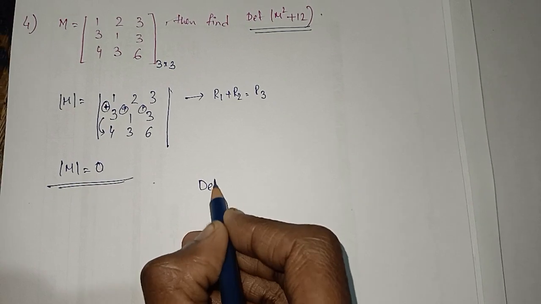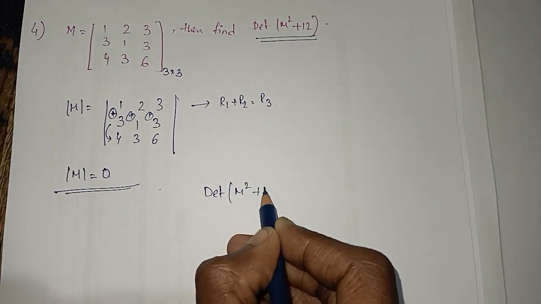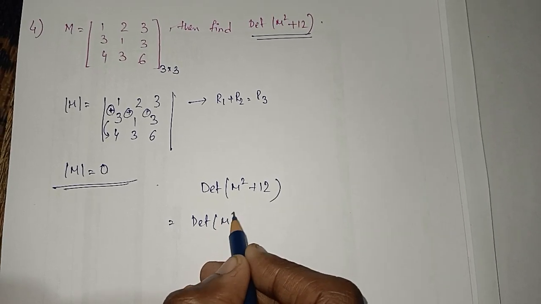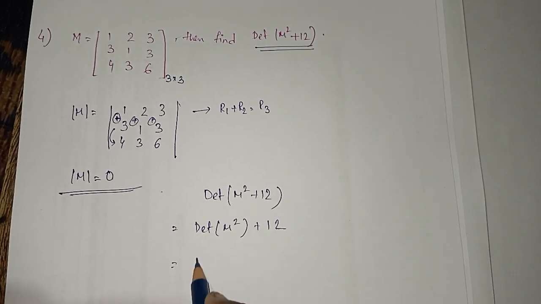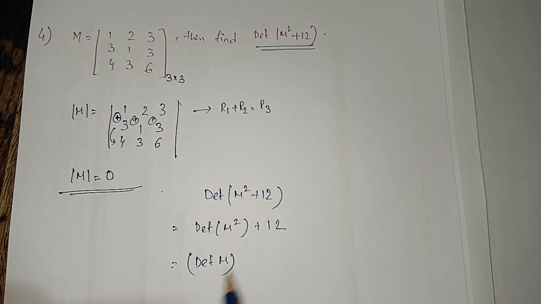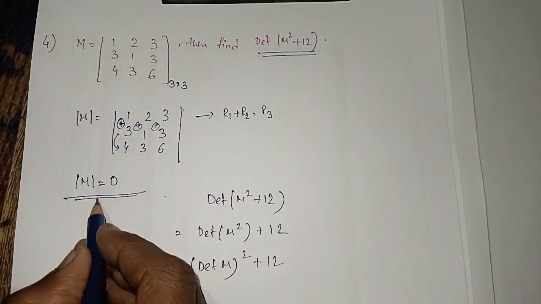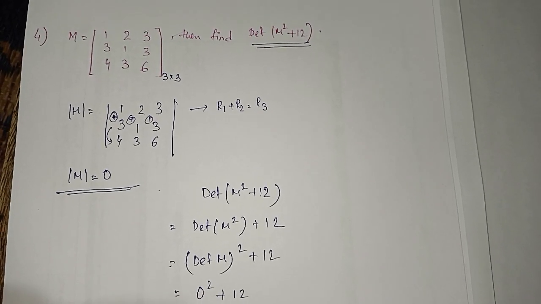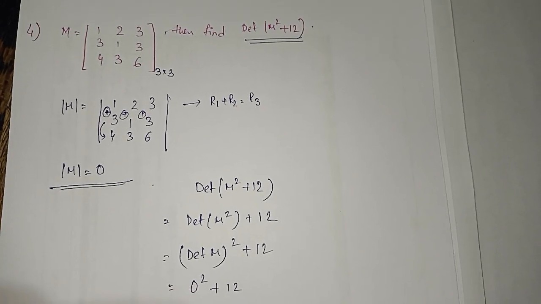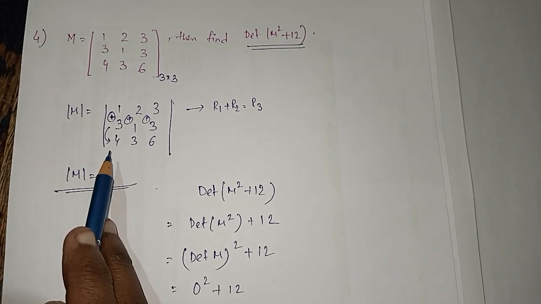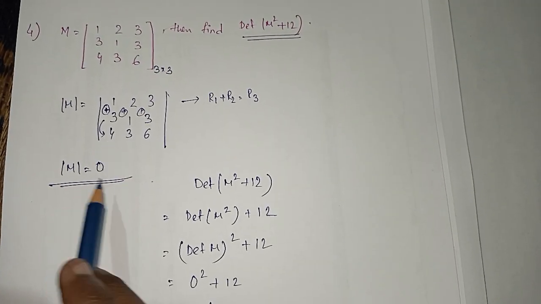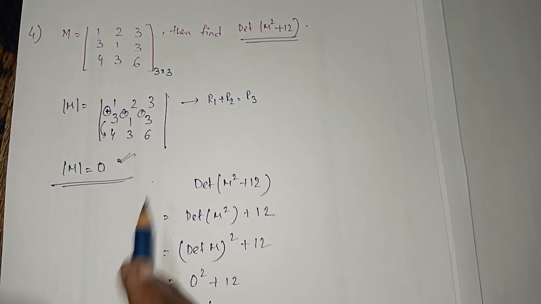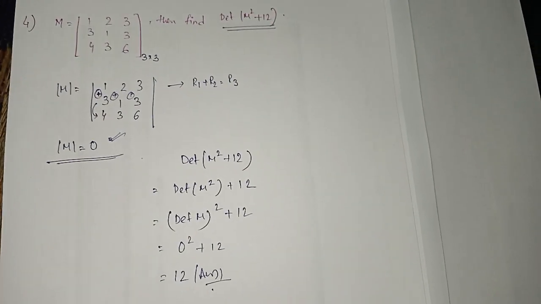So we have to calculate the determinant of m square plus 12. So we get the determinant of m, the whole square, plus 12. The determinant value here is 0. So 0 square plus 12 gives 12. 12 is the answer of the given question. We have to check if there is any relation present. If there is a relation present, then the determinant value is 0. So the answer of the given question is 12.